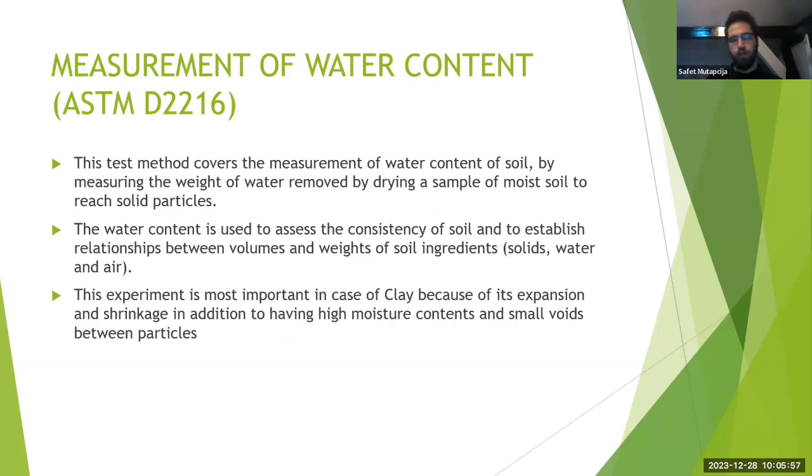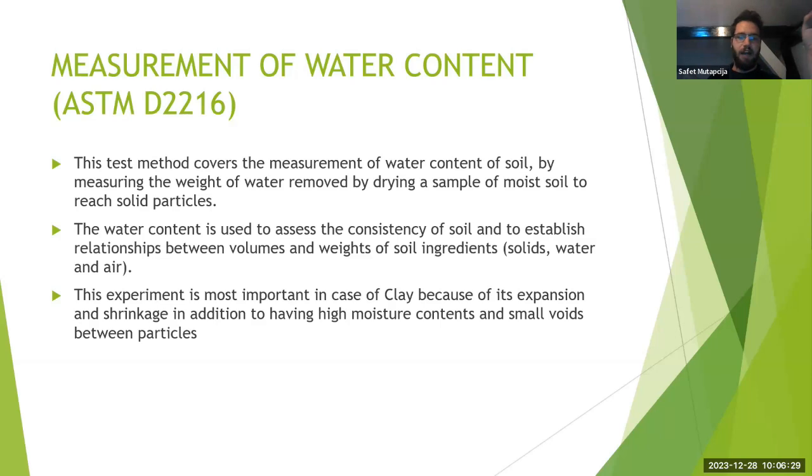Sometimes you're going to do it for rock as well, but for soil it's a really important test, especially for clayey soil. So this method covers the measurement of the water content of soil, by measuring the weight of the water removed by drying the sample of moist soil to reach the solid particles. The water content is usually used to assess the consistency of the soil, and to establish the relationship between the volume and the weight of the soil constituents: solid, water, and air.